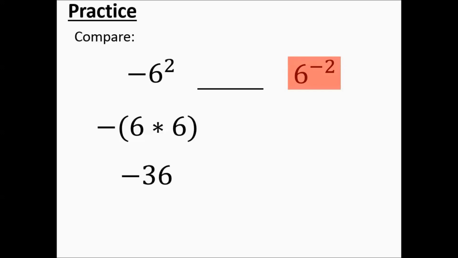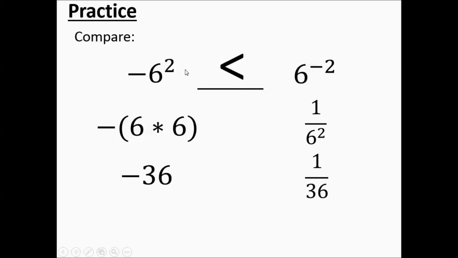Over here on the right, that's a negative exponent, so we're going to do our exponent rule. We're going to make it 1 over 6 to the 2nd. And when you work that out, that's 1/36. Now 1/36 is a pretty small number, but it's positive. Negative 36 is negative, so a positive is always going to be bigger than the negative. So we're going to have to say less than. Negative 6 to the second is less than 6 to the negative 2.